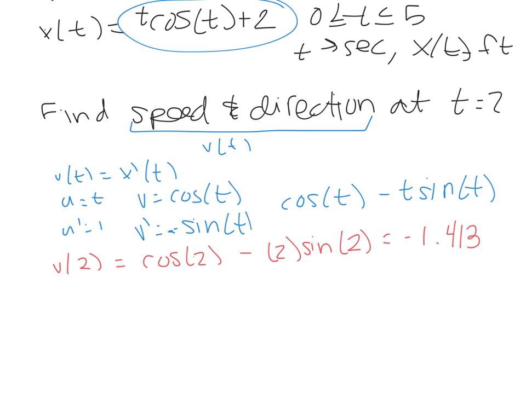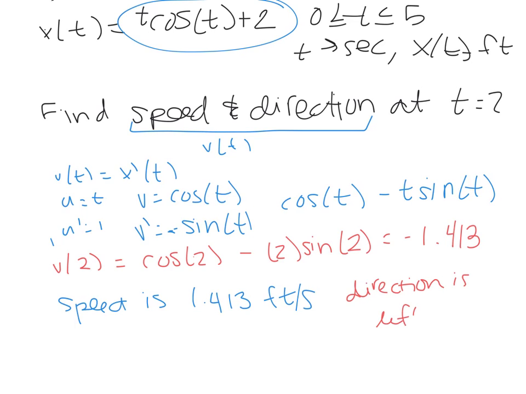So I need to break this down. So speed is always positive, so I know then that my speed is 1.413 feet per second. Don't forget your units or you will be marked wrong on your test. Feet per second, and I know that my direction is left because my velocity is less than 0.